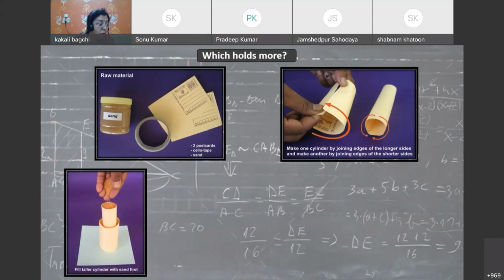I have my wristwatch. I started the session at 7 minutes past 4. Okay.